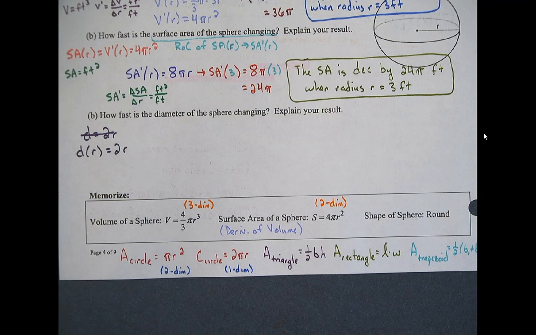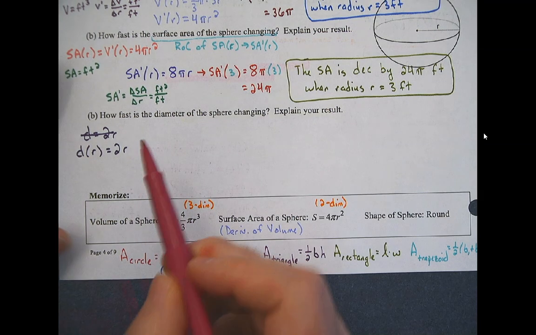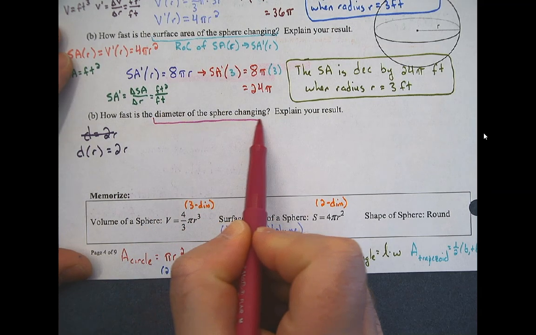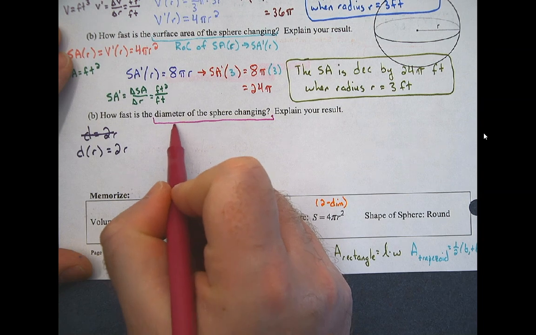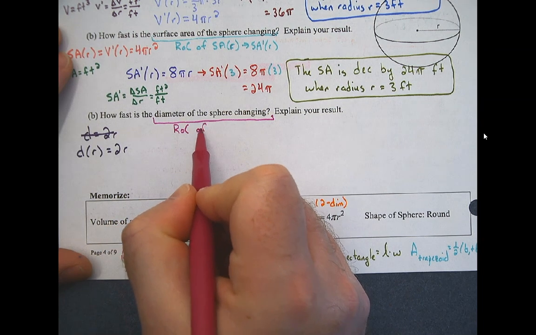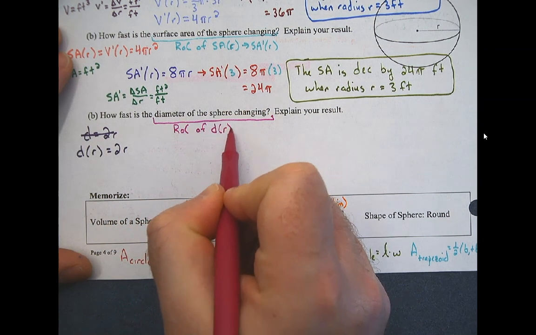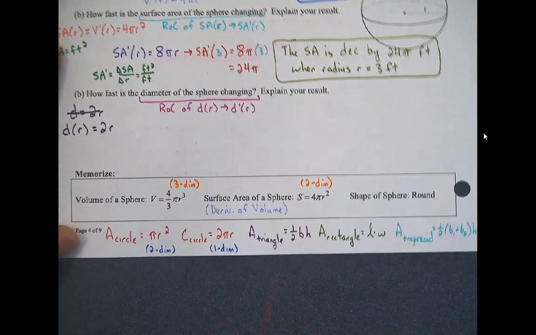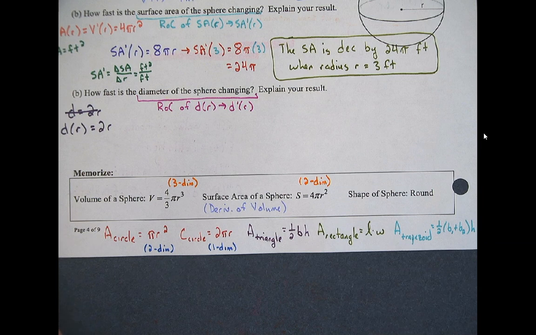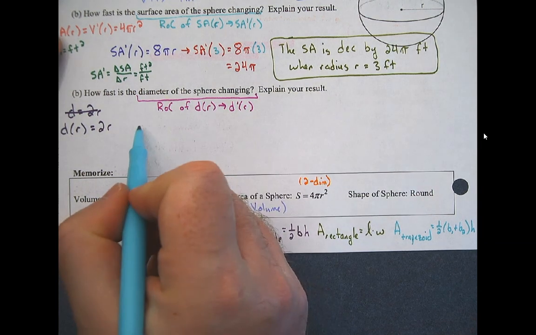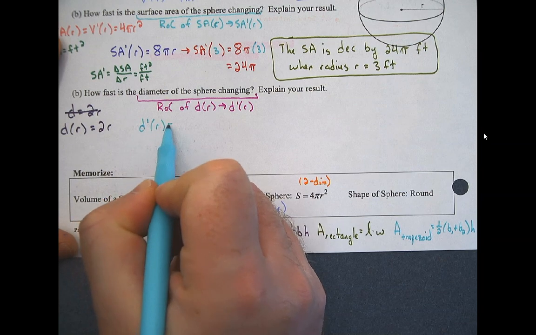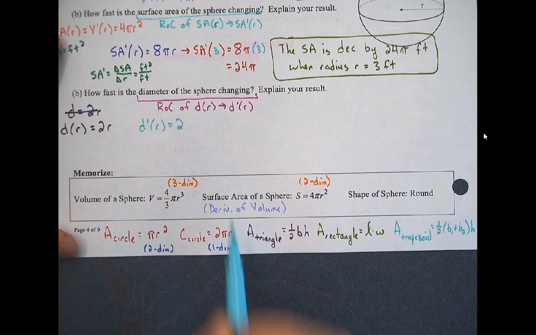So what would this look like? The first thing I have to do is figure out how the diameter of the sphere is changing. That's the rate of change of the diameter function, which means the derivative of the diameter function. Derivative is pretty easy in this case. The derivative of 2r is just 2.